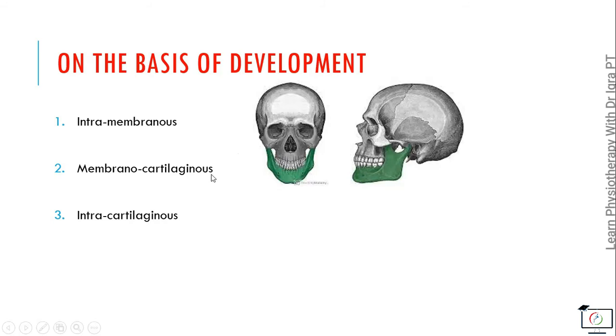That is the example of membranocartilaginous bone, that has the features of both membranous and cartilaginous bones. Then the intracartilaginous bone. During development, first a cartilaginous model is formed that matures into a bone. Example is the spine.